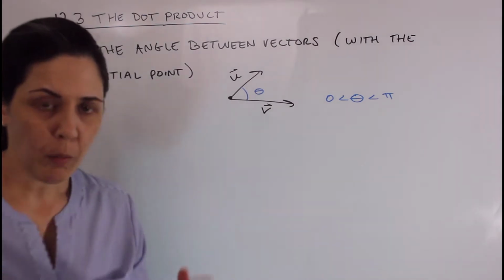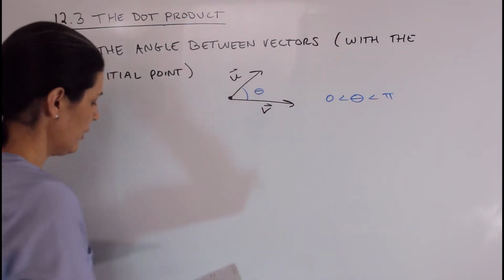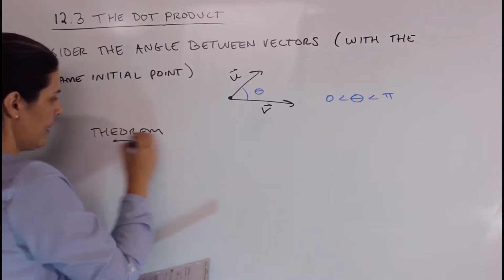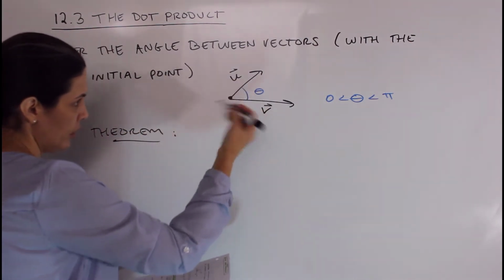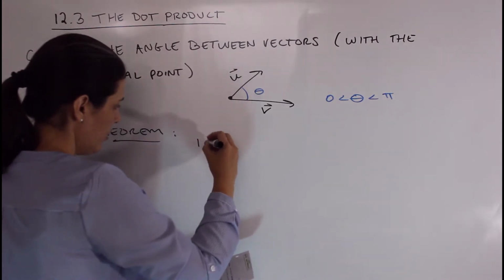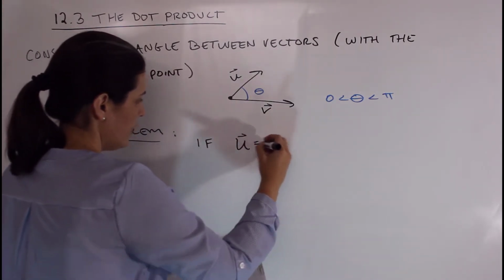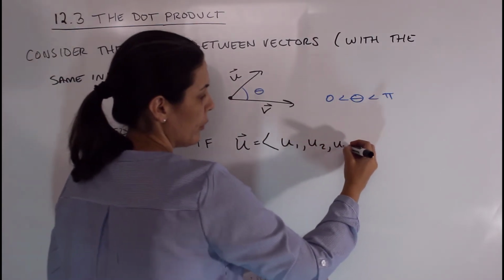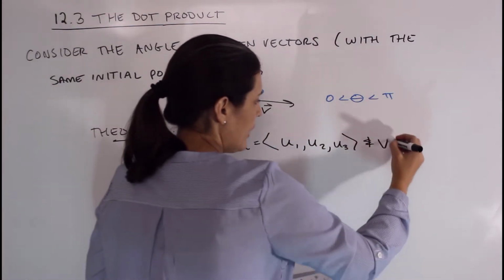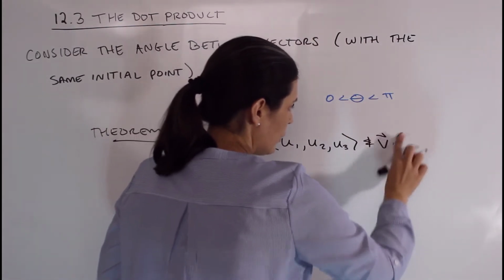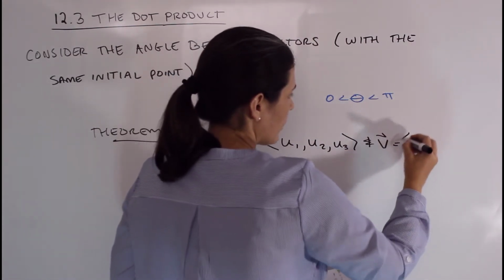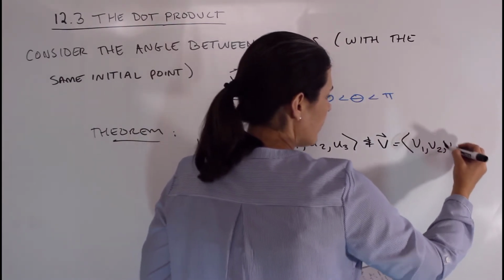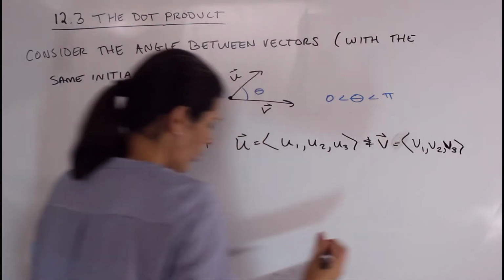Okay, so dot product, it's going to come up after this theorem. So there's a theorem that says the following. If I have two vectors, u and v, but let me give you the components. So I'll say if u is the vector with components u1, u2, u3, and v is equal to the vector with components v1, v2, v3, then the following is true.